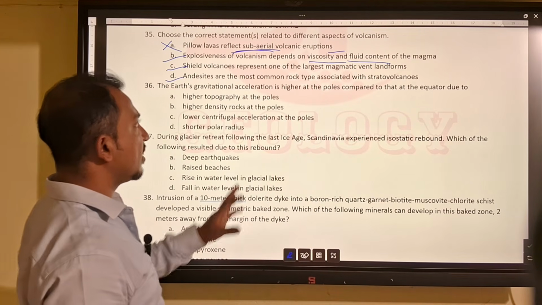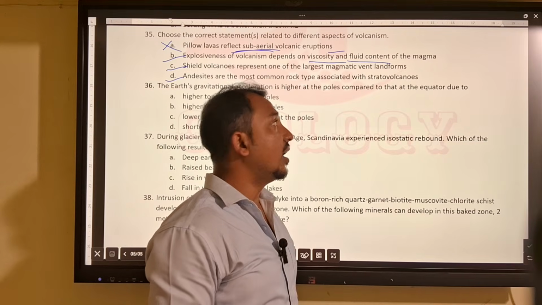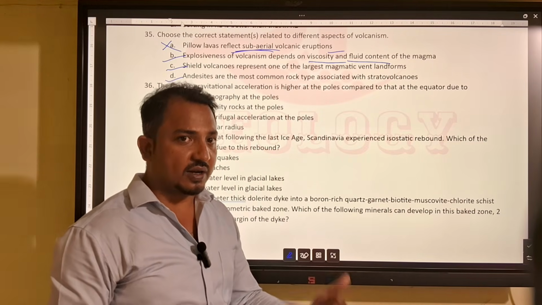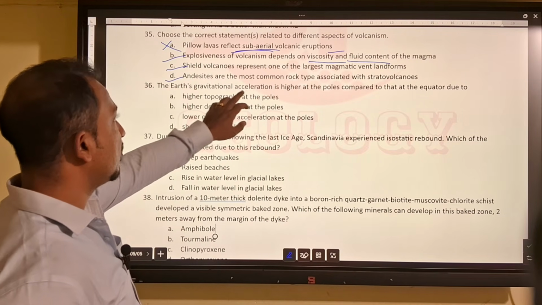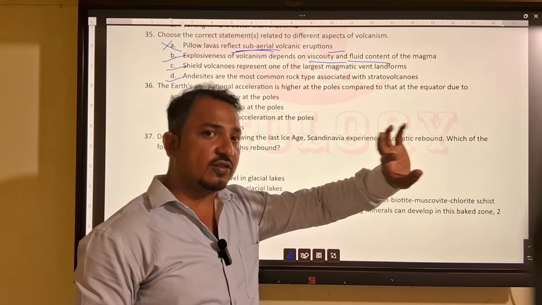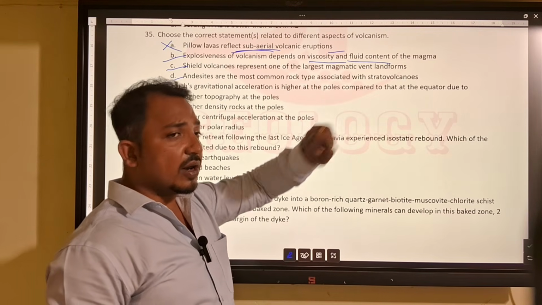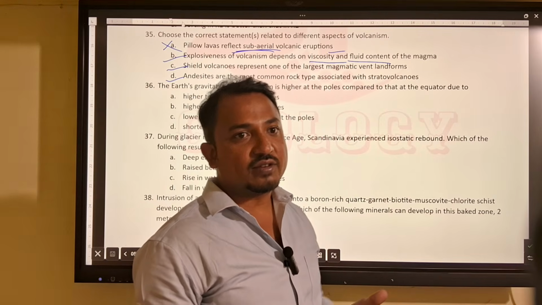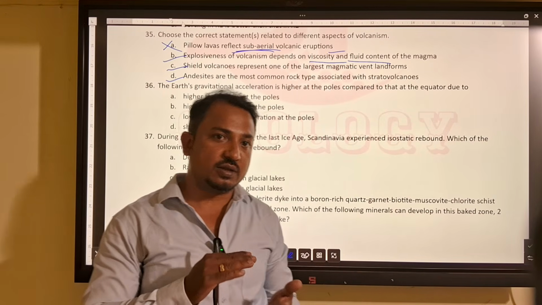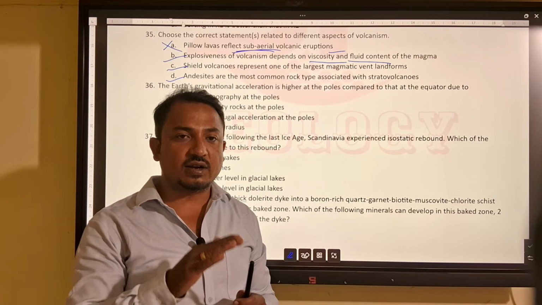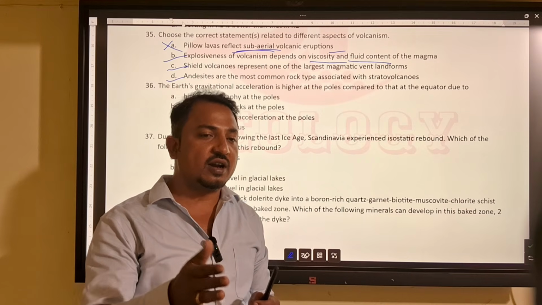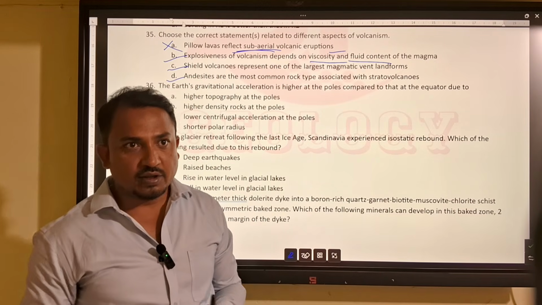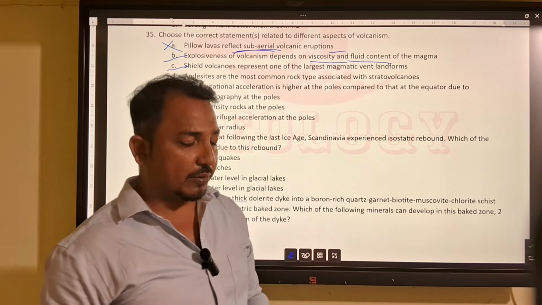So shield volcano represents one of the largest magmatic vent landforms. It will be correct. And andesitic is the most common rock type associated with stratovolcano. It is also correct. Why is it called strato? The word strata indicates it consists of both lava and pyroclastic material layer by layer. So it is called a stratovolcano.